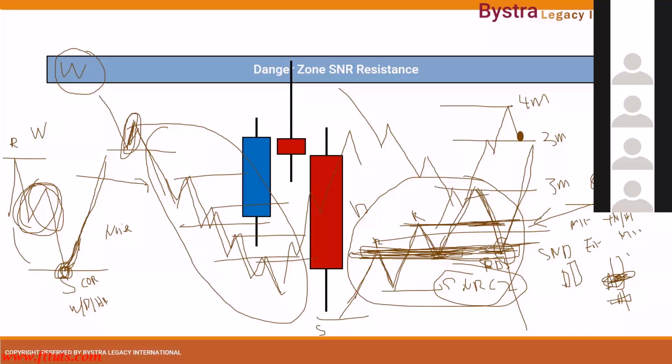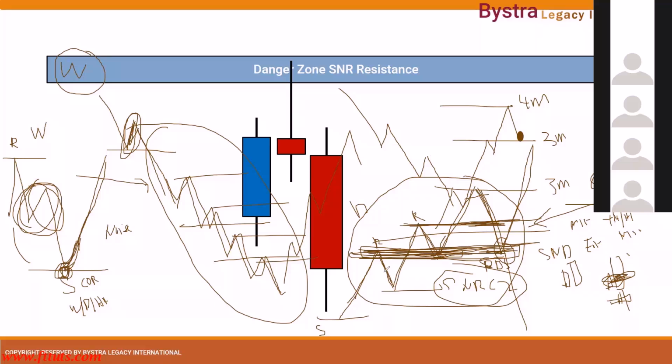I entered GBPNZD on a weekly time frame, using an M1 time frame as my NORA entry. My risk was only 4 pips, but my take profit was 200 over pips. So this is how we use the NORA entry.